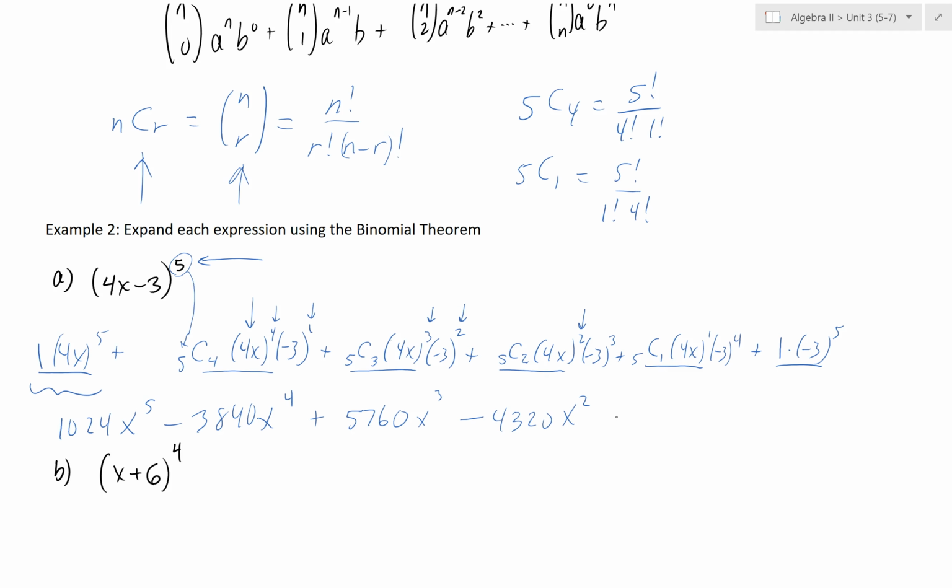Grant, what did you get for the next term? 1,620x. Positive or negative? Positive. Okay, do you guys agree with that one? Yeah. Brenna, what did you get for the last term? Minus 243. Okay, so that one's just negative 3 to the fifth power. So if you are just entering the 3's instead of negative 3's, you can always tell when you have negative 3 raised to an odd power, you're going to end up with a negative term. Negative 3 to an even power is going to be a positive term.